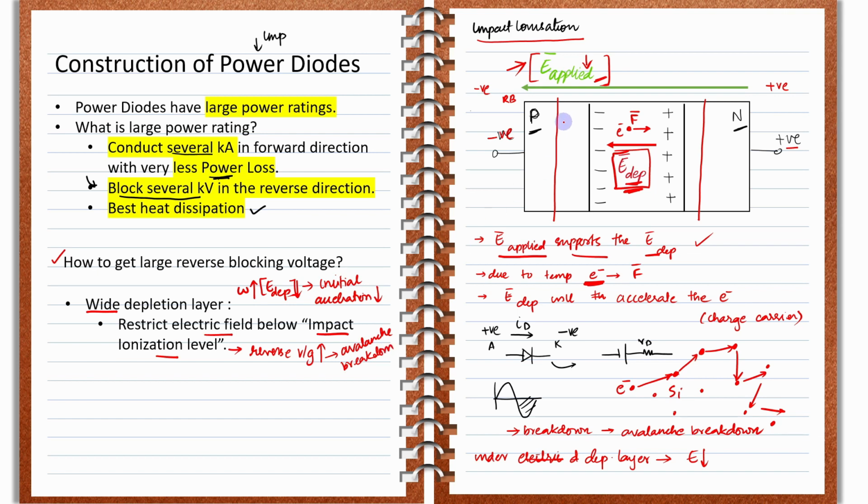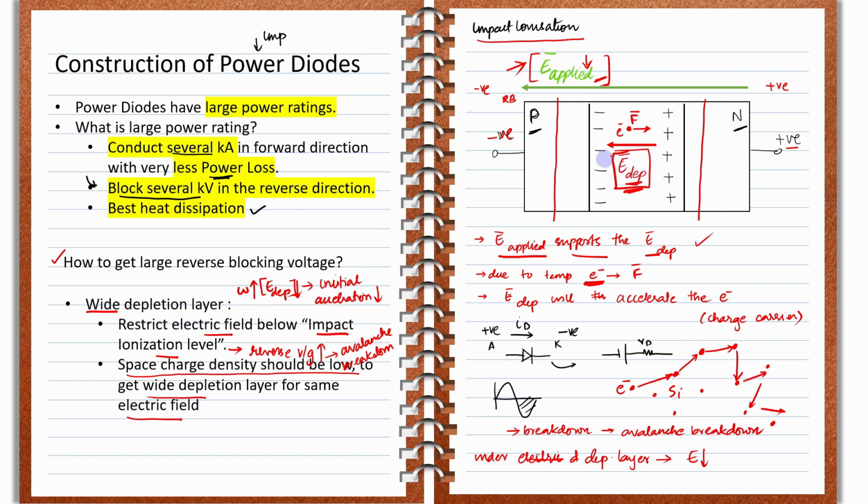Now, simply increasing the depletion layer width will not help you. Naturally, the charge carriers which are existing inside the depletion layer also should be less. See this positive, negative which I have shown here, those should also be less. Only then will the electric field be reduced, right? So the space charge density also should be low. The space charge density should be low to get a wider depletion layer for the same electric field.